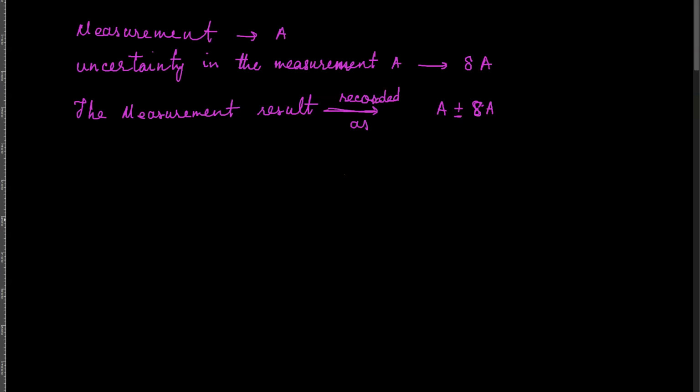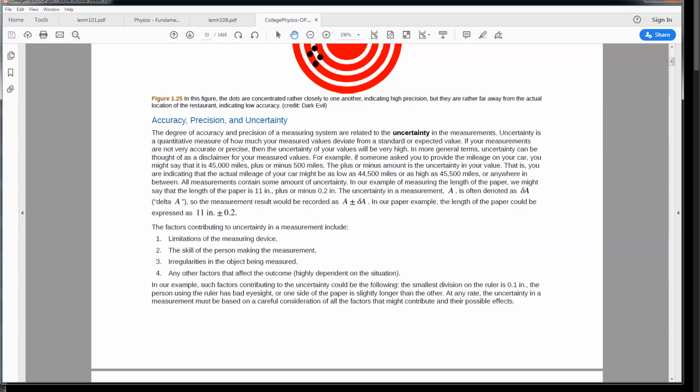Now, basically the factors contributing to uncertainty in a measurement include limitations of the measuring device. Of course, the more limited your device is, the more uncertain your measurements are going to be. And the skill of the person making the measurement, meaning that the less skillful the operator of the apparatus is, the more uncertain your measurements are going to be.